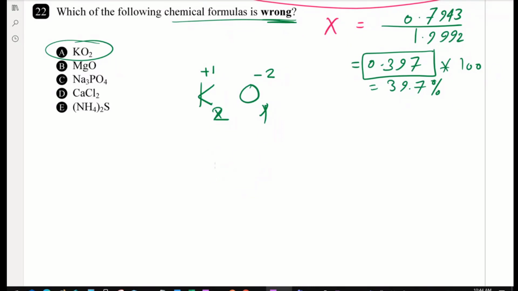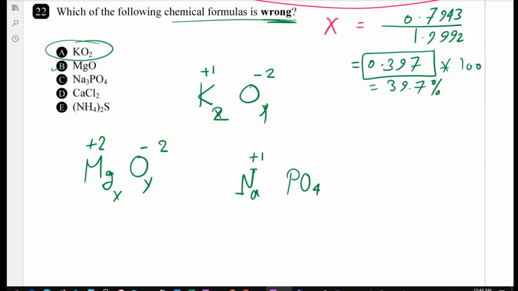Let's see the other one. Mg and O, magnesium and oxygen. Mg is +2, oxygen is -2. So what's X and Y? 1 and 1. So this one is right. Na and PO4. PO4 is a polyatomic ion. Sodium is +1, PO4 is -3. So it should be 3 and 1.